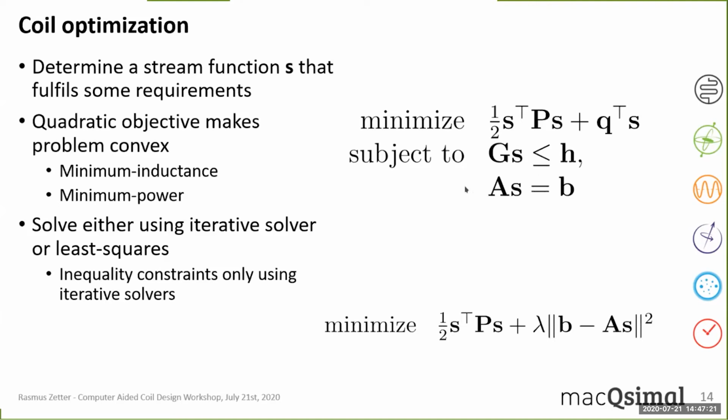Right, then looking at the second expression on the bottom, this is very similar. This is what you would look at in a least squares or regularized least squares approach. So we have the same quadratic objective. We have a trade-off parameter lambda, which trades off between getting the smallest quadratic objective function value and fulfilling your actual requirements.